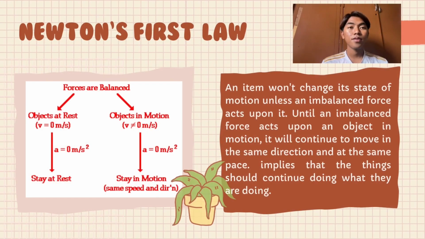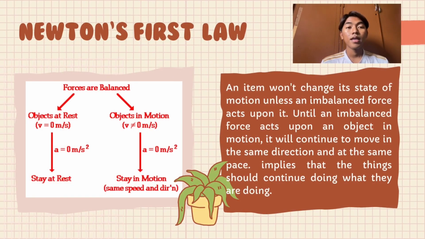Now, let's start with Newton's first law. It is defined as an item won't change its state of motion unless an imbalanced force acts upon it. Until an imbalanced force acts upon an object in motion, it will continue to move in the same direction and at the same pace. It implies that things should continue doing what they are doing. If you are still not clear about it, let's look at the diagram given.